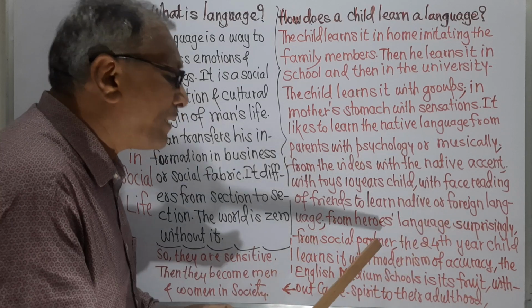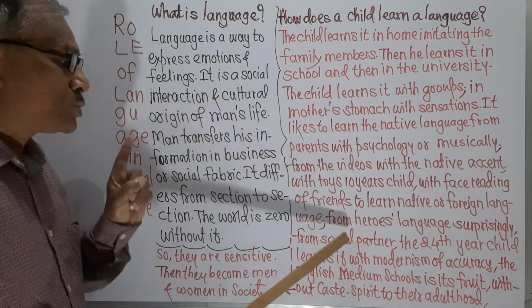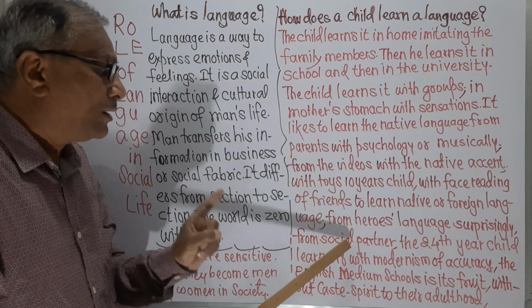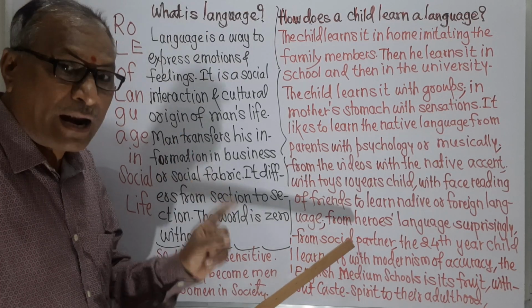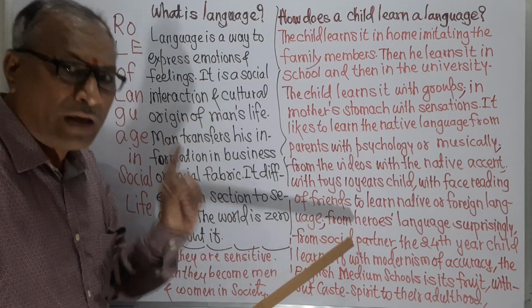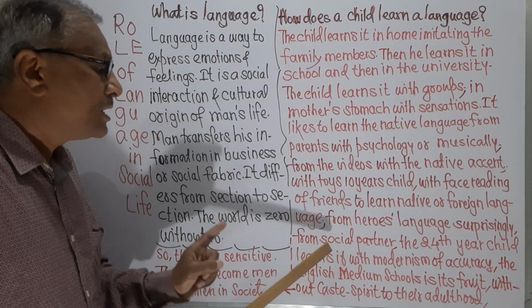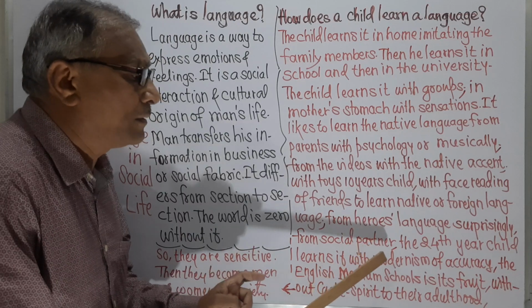Then from a social partner. When there is a social partner, I will tell you that the social partner of the child is his female friend or his male friend. He learns that language with the help of the social partner.